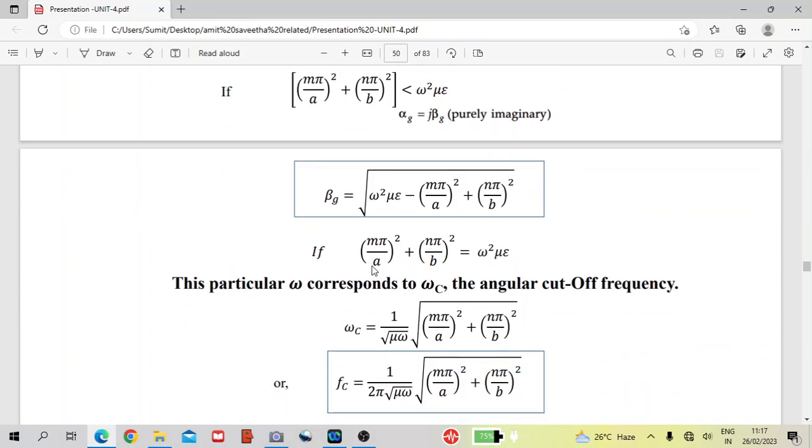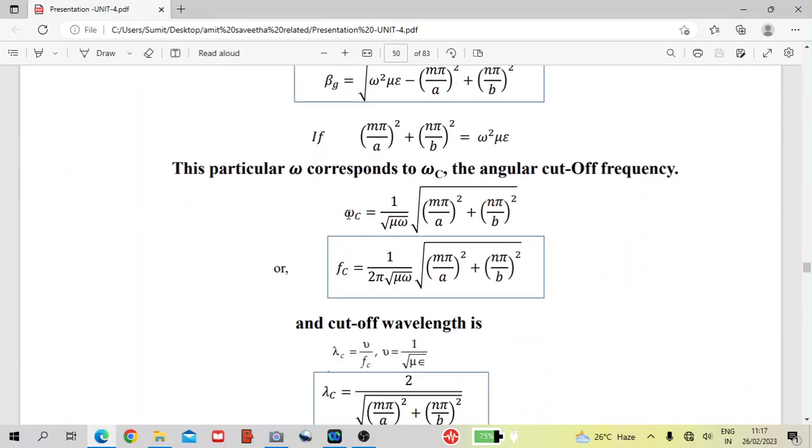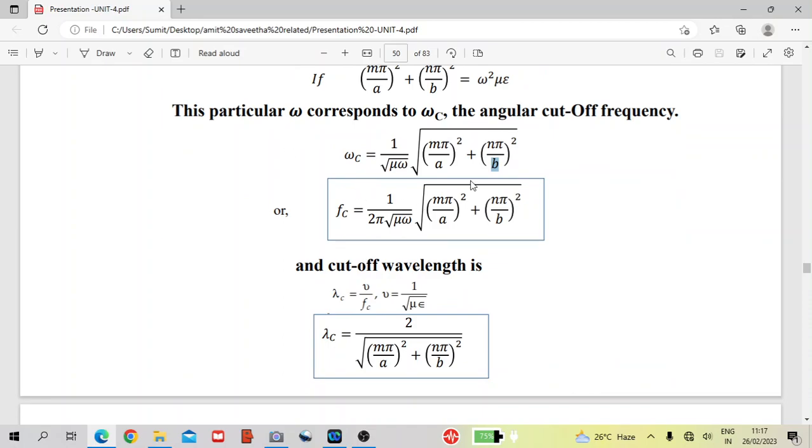So accordingly we can calculate the cutoff frequency. Here you can see this cutoff frequency is again dependent on the broad wall dimension, the narrow wall dimension and which mode you are working in. That will decide the cutoff frequency. To be remembered is that cutoff frequency means if the frequency is greater than cutoff, then only the wave will propagate, and just the opposite for wavelength.